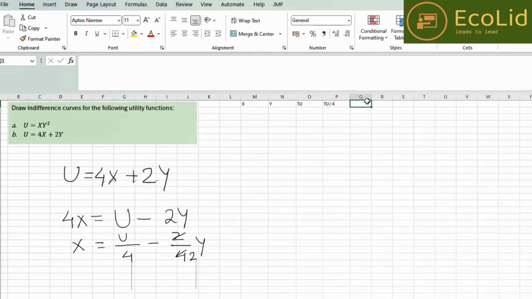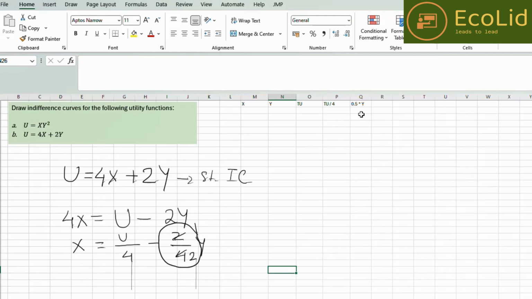here, that 0.5 into the value of y. So that is the slope of this one. I'm talking about this one. This is the slope of the straight line, because here we have a linear combination, right? So this is nothing but a straight line indifference curve, straight line IC. Okay.